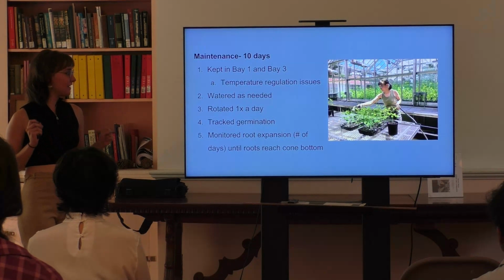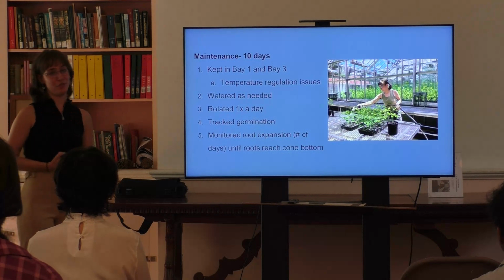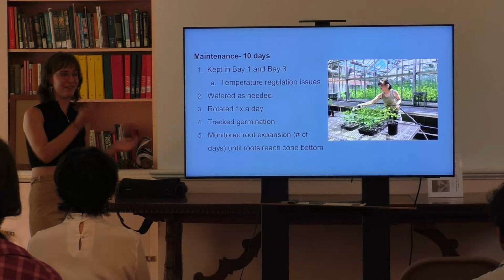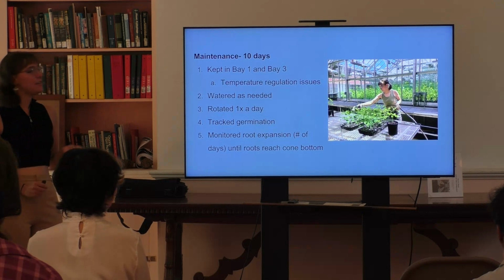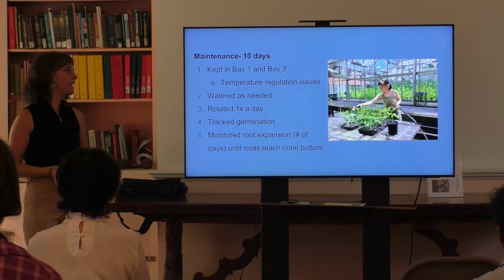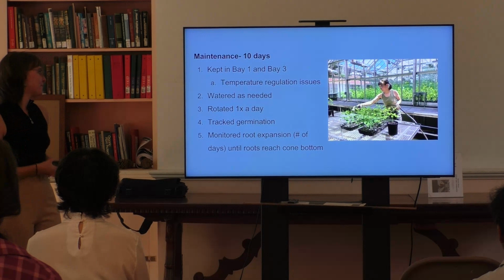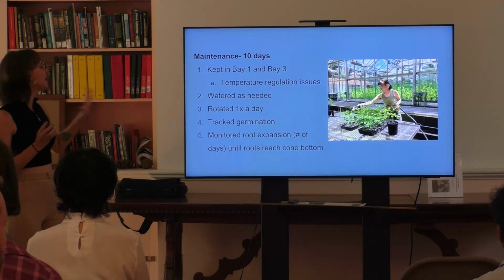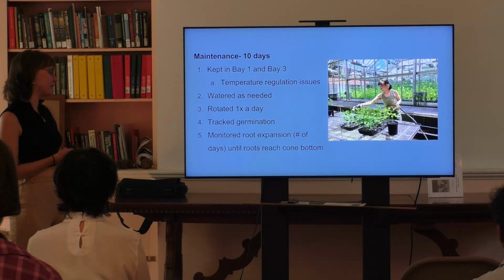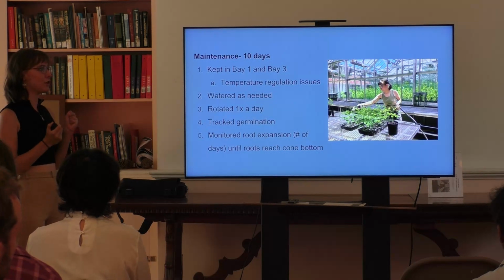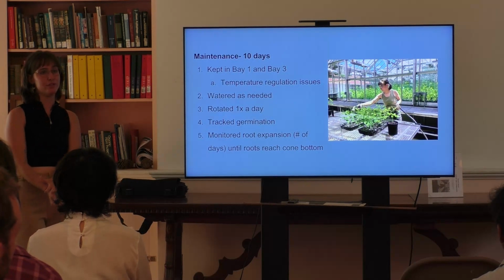We kept these seedlings in bay 1, and then we had temperature problems, so we had to move to bay 3. We watered them as needed, we rotated them for appropriate sunlight, and we tracked germination data. During this process, we also monitored root expansion, or the number of days it took for the roots to reach the bottom of the cone and visibly stick out.